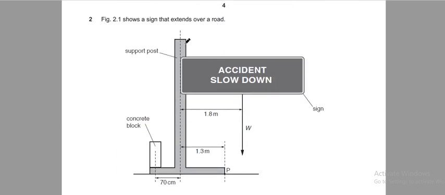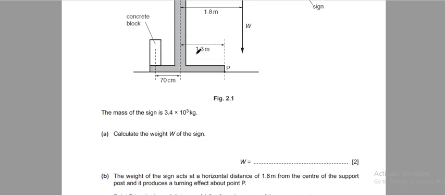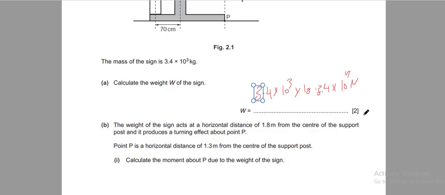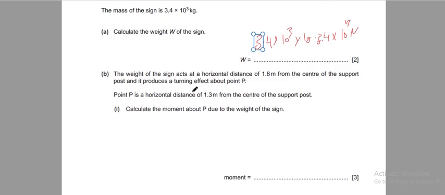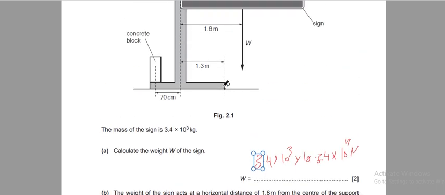The figure shows a sign above a road. The mass of the sign is given. Calculate the weight of the sign. It is mass times acceleration due to gravity, so it is 3.4 times 10 to the power 4 newtons. The weight of the sign acts at a horizontal distance from the center of the post support, and it produces a turning effect about point B. Here is point B.